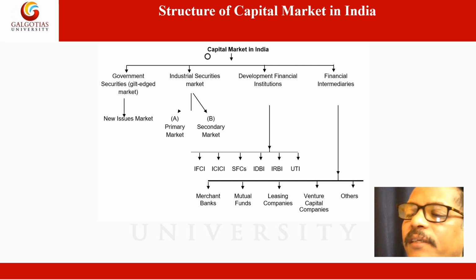This market is further divided into new issues market and old capital market, meaning the stock exchange. Securities market are divided into government securities market and industrial securities market. Government securities market for both old and new issues has been on the over-the-counter market where securities of the union government and state governments were issued. And over-the-counter or the OTC market and an exchange market are the two basic ways of organizing securities market.